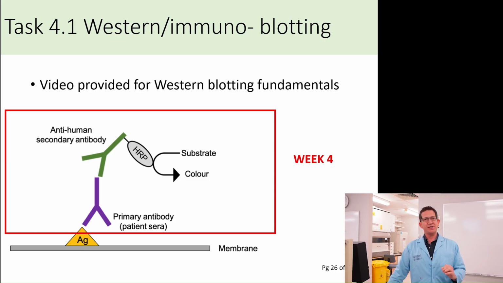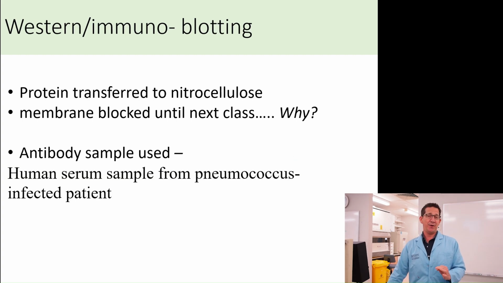Finally, I've stated that the protein is transferred to nitrocellulose. This is important. There are different membranes that you can transfer to for Western blots, and we use nitrocellulose. That was done in week 3, and now we're moving into the next session. One question I have for you, though, is we blocked that membrane between session 3 and 4. Why are we blocking that membrane? I hope that you'll be able to answer that in the week to come. For antibodies, we're using a human serum sample, which is from pneumococcus infected patients, as I've already said. So it should be able to detect pneumococcus specific proteins.